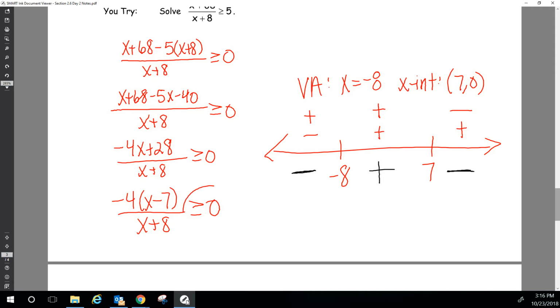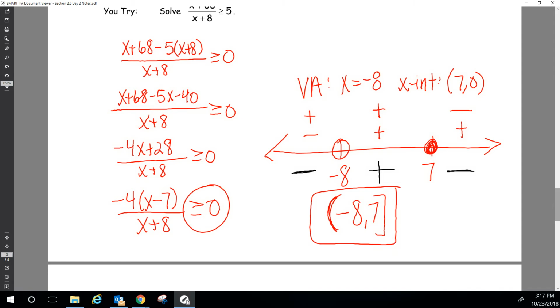They want to know where we're greater than or equal to 0. I'm positive between negative 8 and 7. I forgot to do my closed and open circle. So my vertical asymptote is at negative 8, so I'm not going to include that guy. And my x-intercept is at 7, so we are going to include 7.